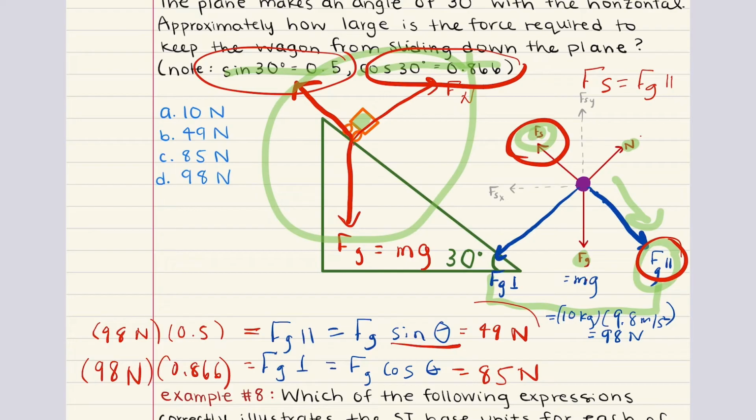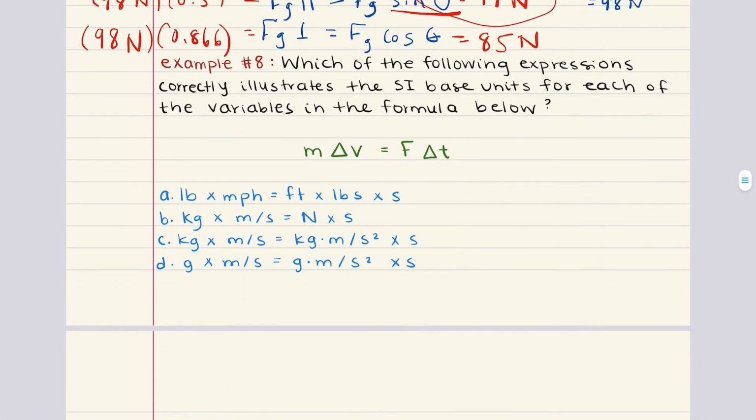And we just calculated that the parallel component of our gravitational force is equal to 49 newtons. That means that the static friction force required to keep the wagon from sliding down the incline is 49 newtons. And that's going to correspond to answer choice B. So 7 is B. Let's move on to problem 8.